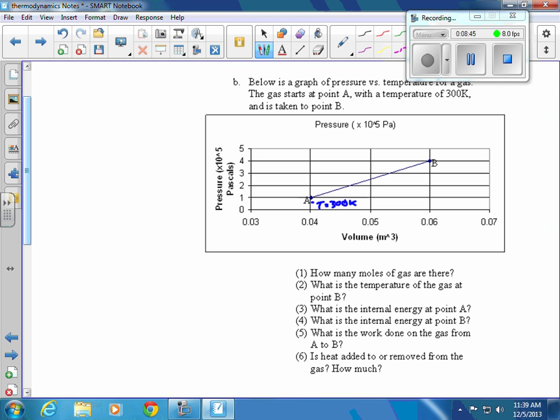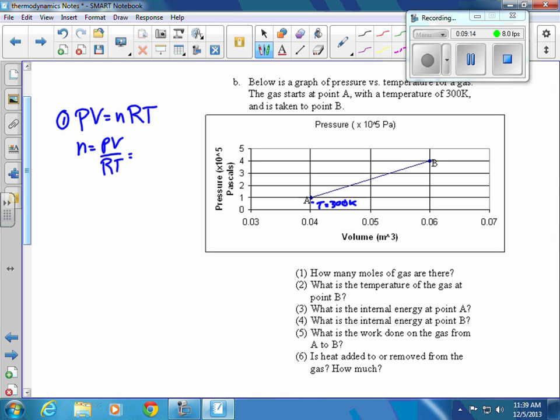All right, now, step 1 says how many moles of gas are there? What equation do we have that has number of moles? Number of moles is n, so we use PV equals nRT. I'd like to solve it: to get n by itself, I would divide by RT. So n is PV over RT. I look at point A because I know the temperature there. I can't do point B because I don't know its temperature.